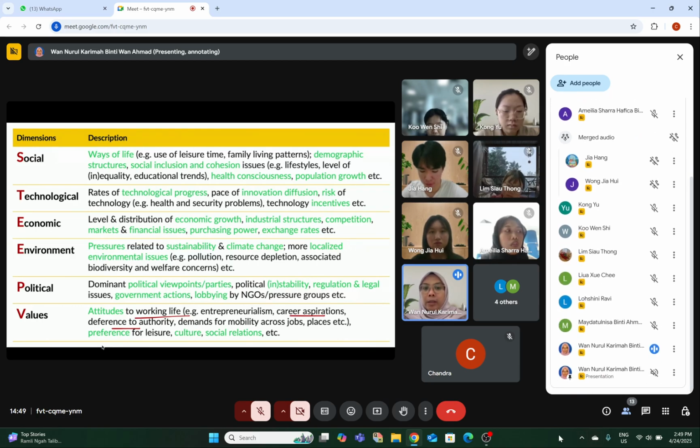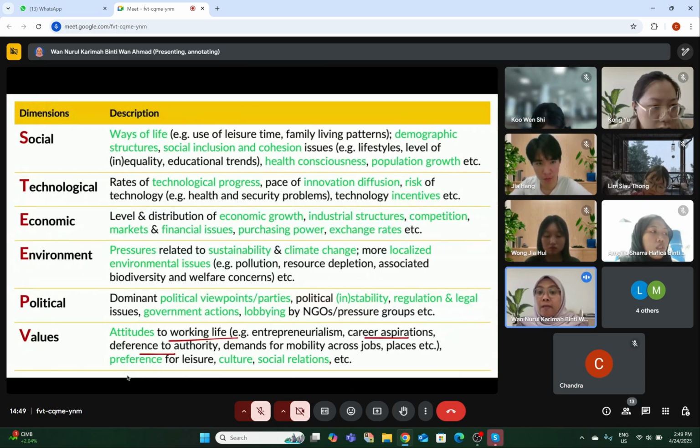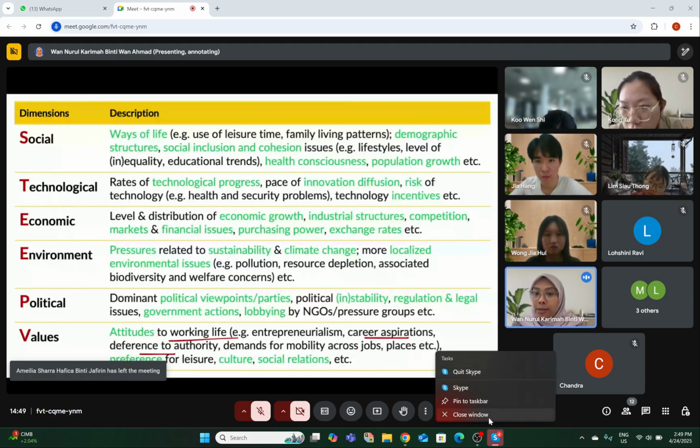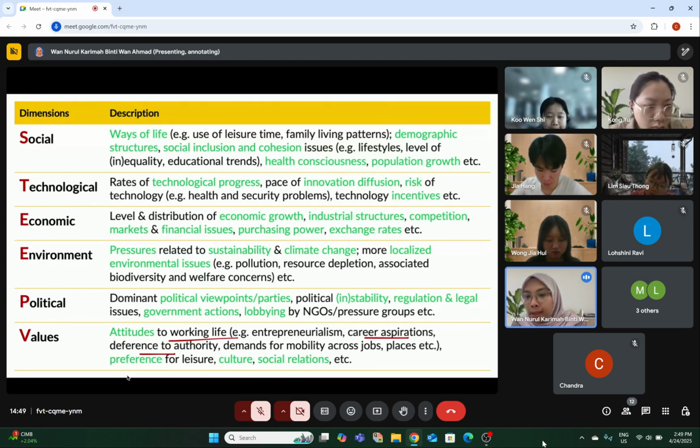And technological factors: rates of technological progress, pace of innovation diffusion, pace of technology incentives, technology life cycle. Some technology has a shorter life cycle compared to others, so it affects the technology development, because the shorter the life cycle, the more fast paced that technological development is.